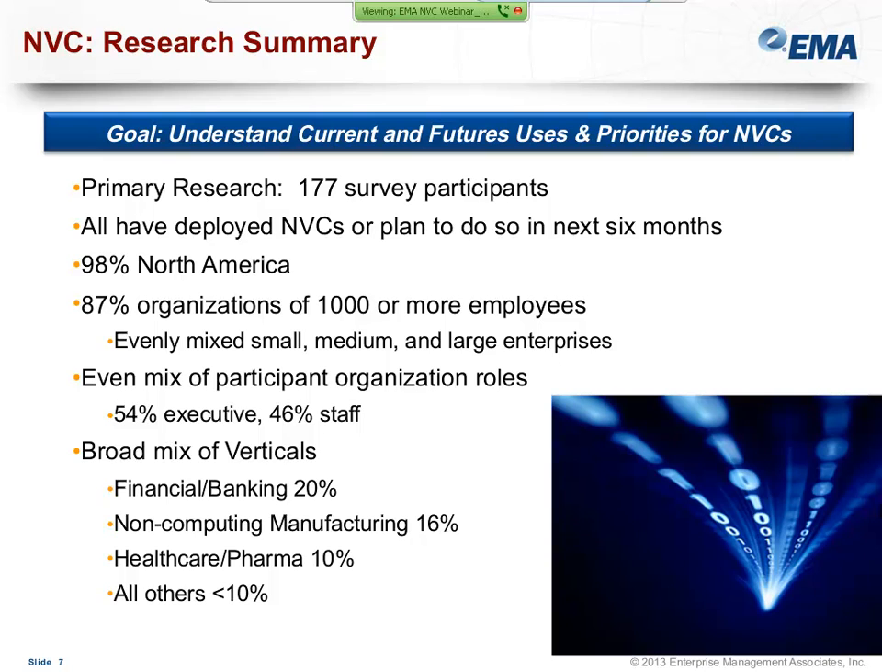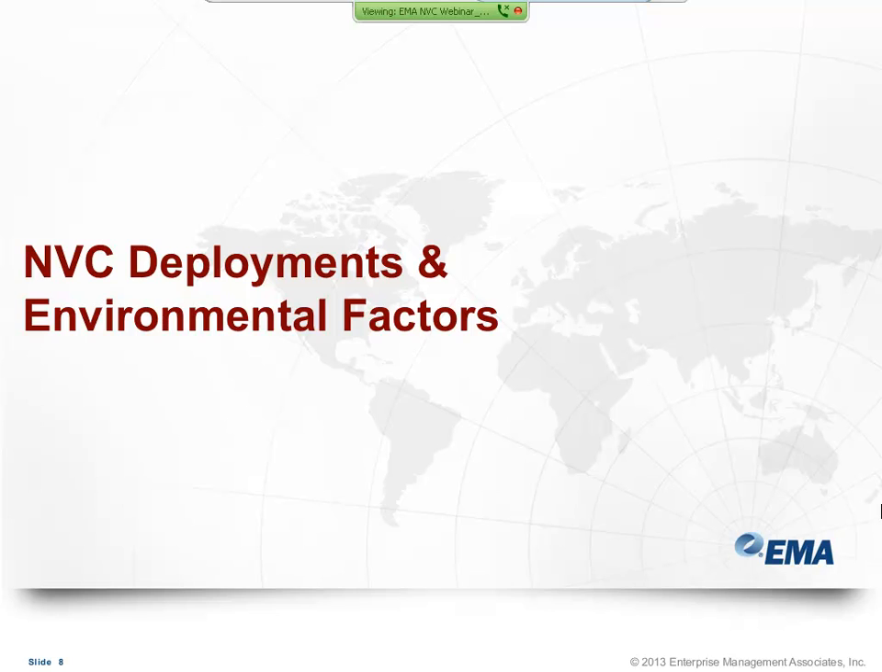But once we looked at above 1,000 employees, if we divide those up into small, medium, and large enterprises, there was a pretty even mix amongst the participants, which was really good. We had some really big shops, and we had some not so big shops. Very good mix of participants from the roles perspective. Now, we define everything director and above to be executive, and by that definition, we had pretty much an even split of staff versus executive participation, and a good mix of verticals. And some interesting things came out of looking at things from a vertical by vertical perspective that you'll see as we go through this.